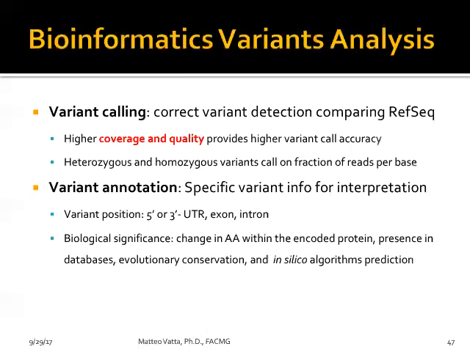The other thing is annotating the variant, so identifying the specific type of variant, whether it is a missense, a nonsense, a frameshift, or a silent change, and the biological significance. If it's changing an amino acid, or if it is at the very end of, for instance, an exon, even if it's silent, it may still have a biological impact and so forth. There are also a lot of in silico prediction algorithms, especially for missense variants, to assess if they can have an impact on the protein.